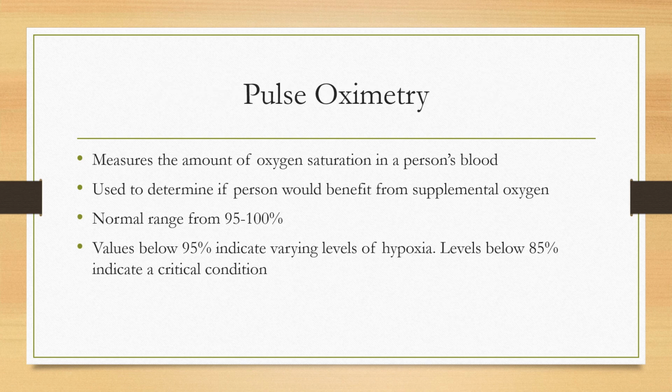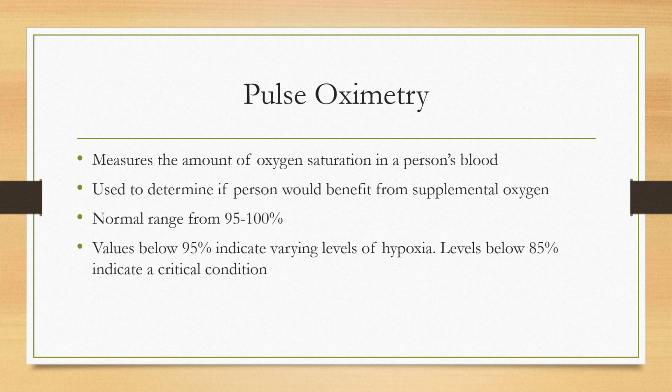Pulse ox measures the amount of oxygen in a person's blood, helps to determine if they need supplemental oxygen. Your book states that the normal range is anywhere from 95 to 100%. And values below 95 indicate varying levels of hypoxia. These numbers here would maybe be up for a little bit of debate.